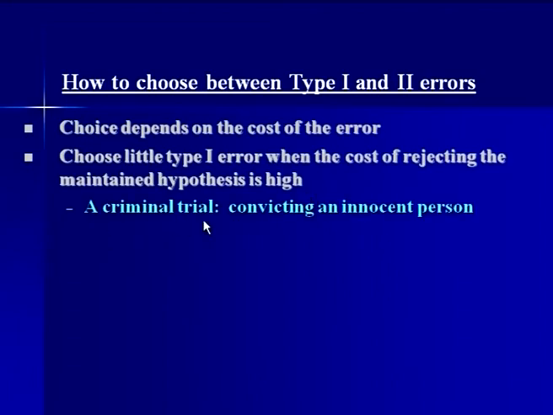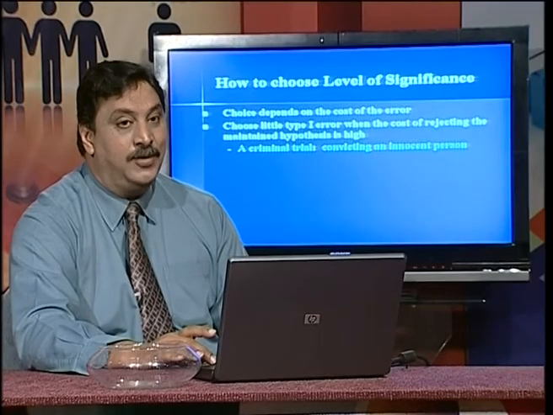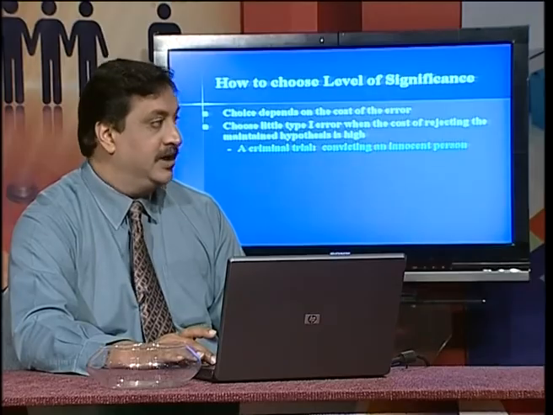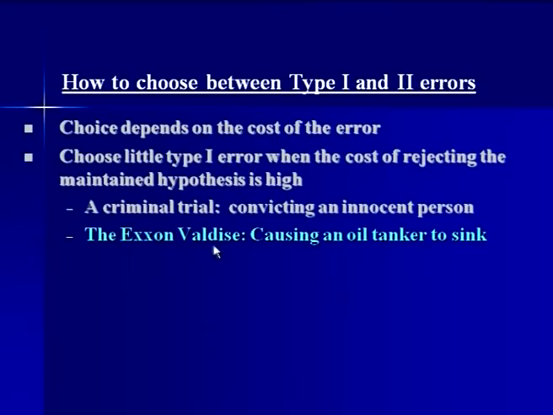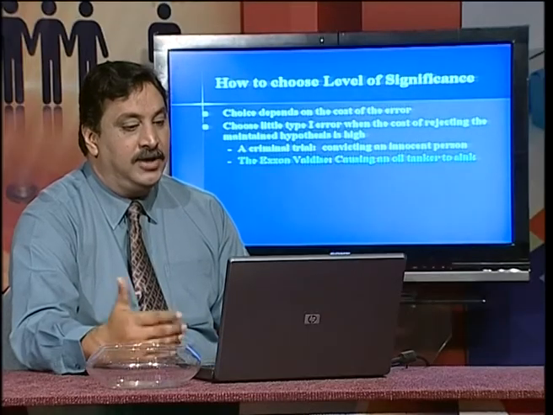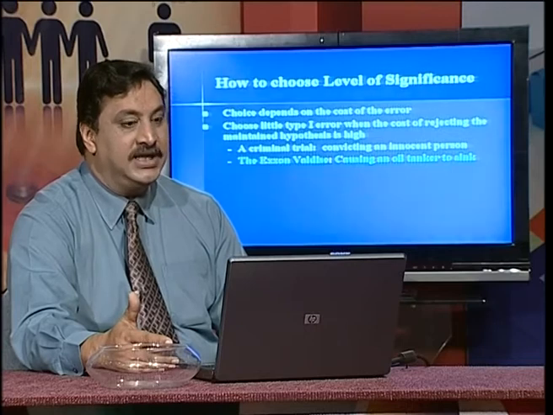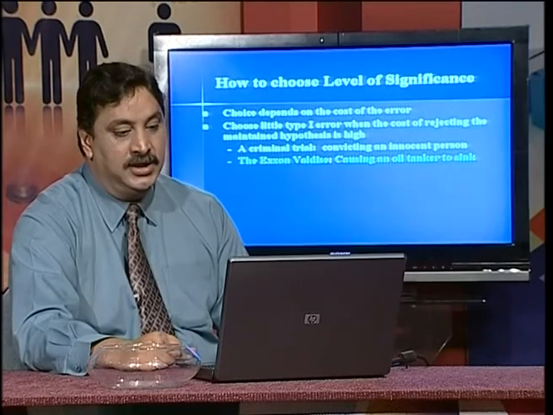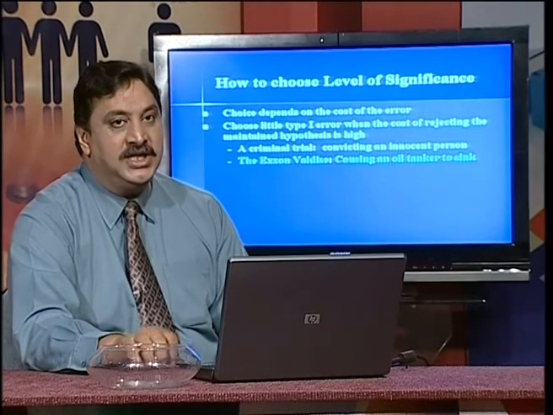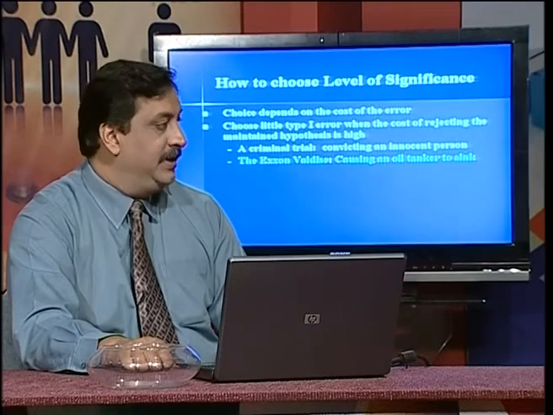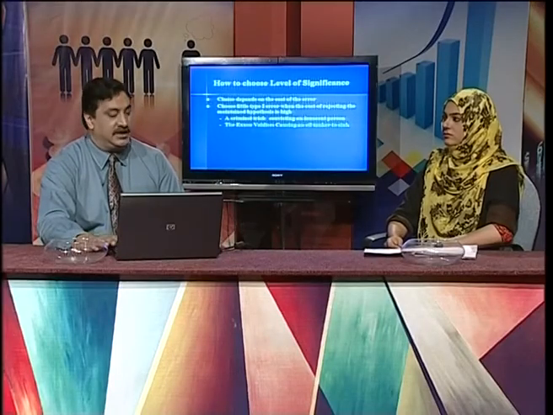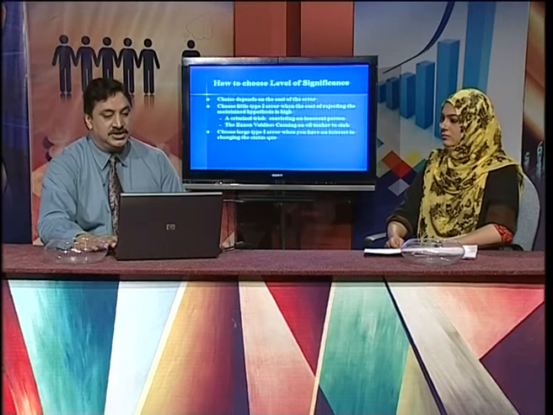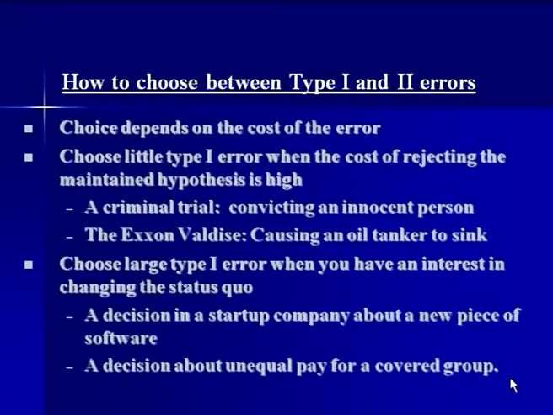Suppose we give an example: a criminal trial convicting an innocent person. Here definitely the level of significance is very little. In the second example, the Exxon Valdez causing an oil tanker to sink. Here in the first example, the life of a person is involved, and in the second example, money is involved. The researcher decides how much cost he may bear or afford in their study. According to this, the researcher generally chooses the type 1 error. The cost of making a wrong decision.